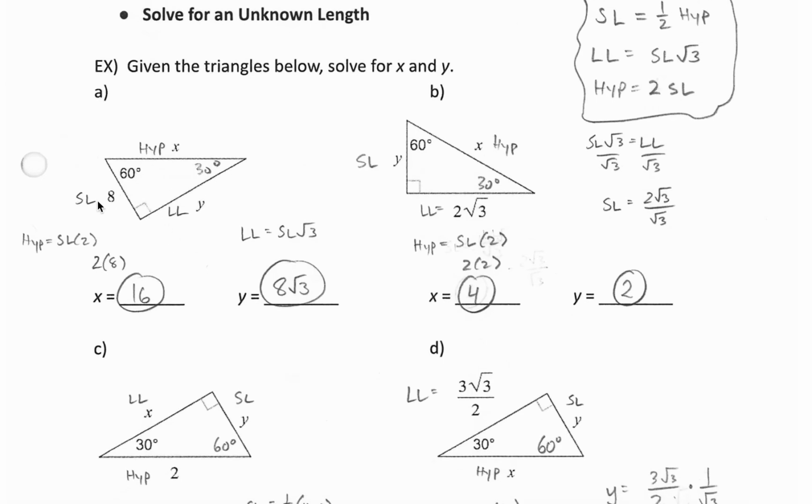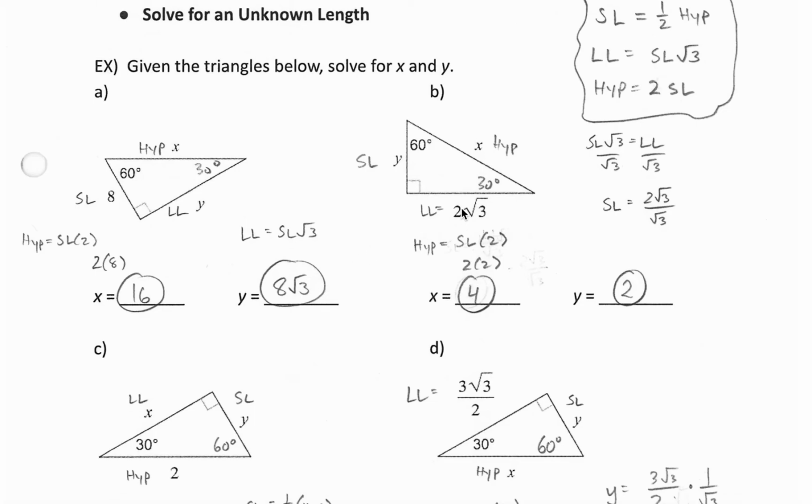All right, so since we have the short leg, it's kind of the easiest of the examples. Everything's based from the short leg. Let's double it to get the hypotenuse. Twice the short leg is the hypotenuse, so that's 16. And again, the short leg times the square root of 3 will give us the longer leg. So all we have to do is stick the square root of 3 onto 8 there.